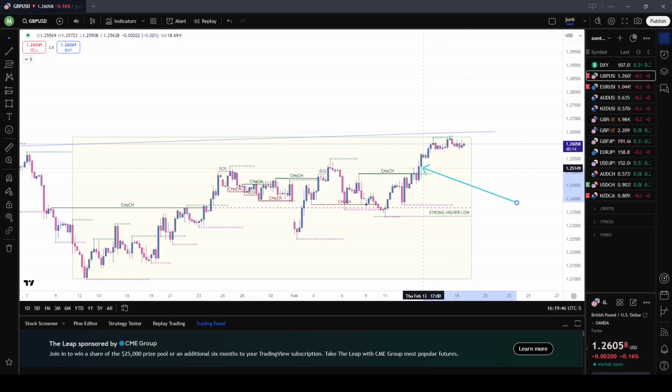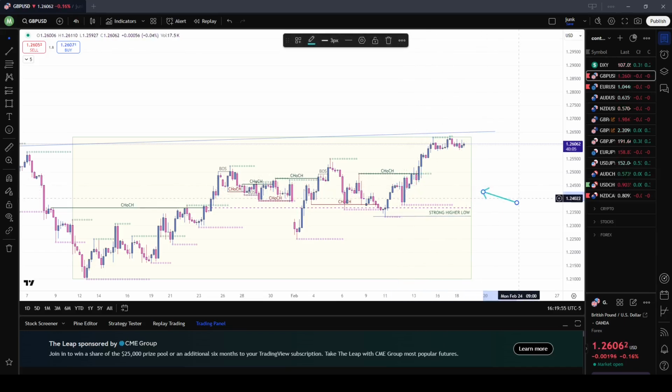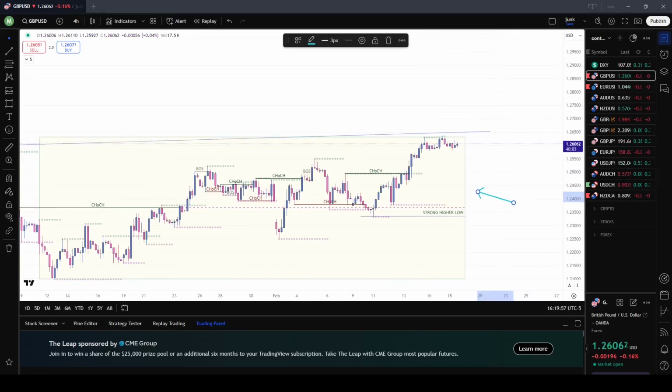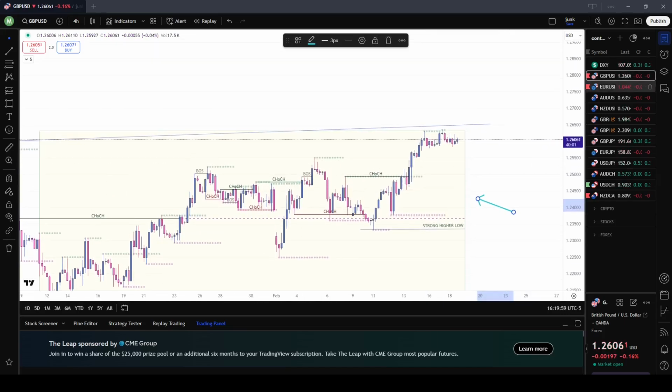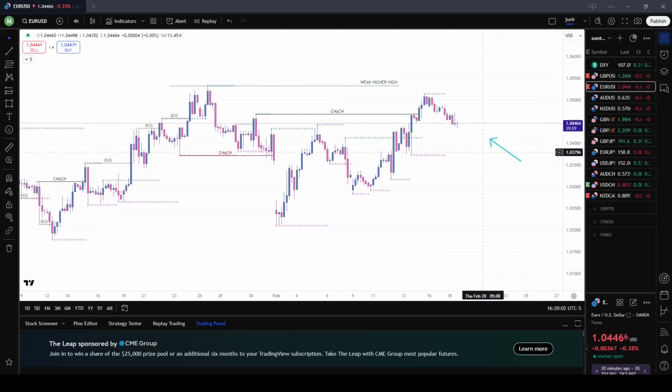So looking at this area for possibly a demand zone, or this area for a demand zone, and essentially waiting for any type of buying opportunities when it retraces. Euro USD, similar chart.